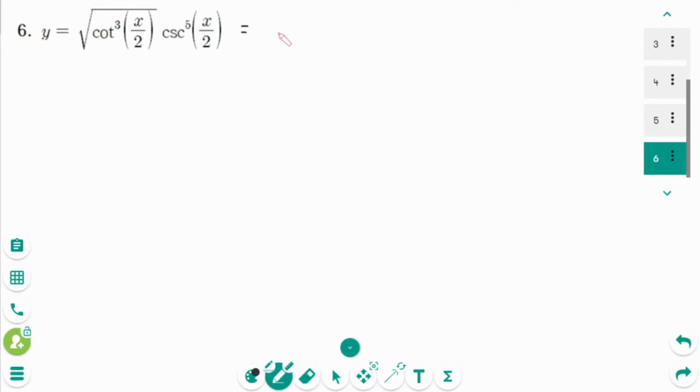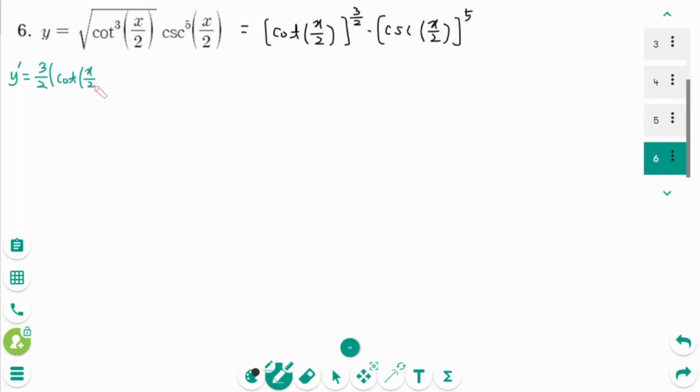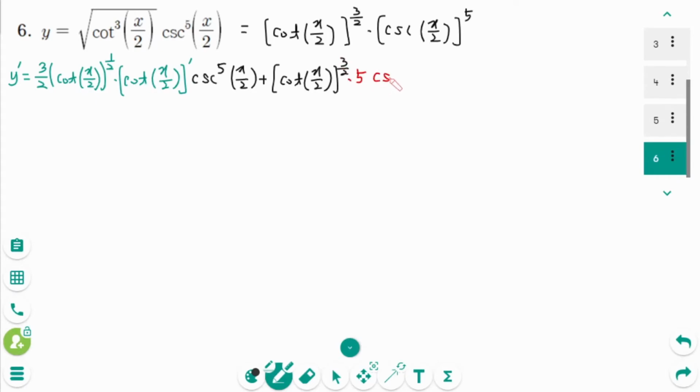Number 6, we can rewrite as cotangent(x/2) to the power of 3 over 2 times cosecant(x/2) to the power of 5. y prime equals, use the product rule, 3 over 2 cotangent(x/2) to the power of 1 over 2 times cotangent(x/2) prime times cosecant to the power of 5 of x/2, plus cotangent(x/2) to the power of 3 over 2 times 5 cosecant(x/2) to the power of 4 times cosecant(x/2) prime.